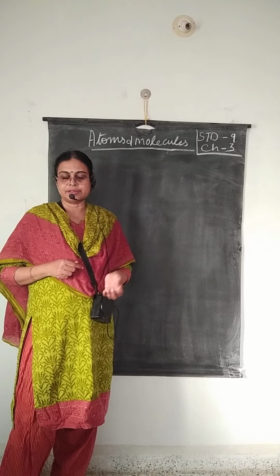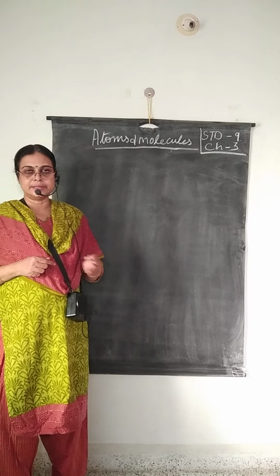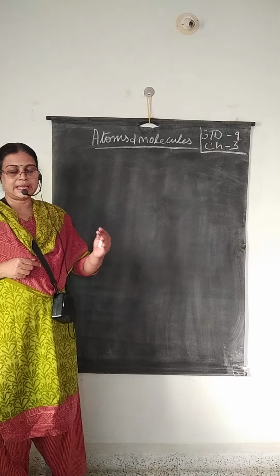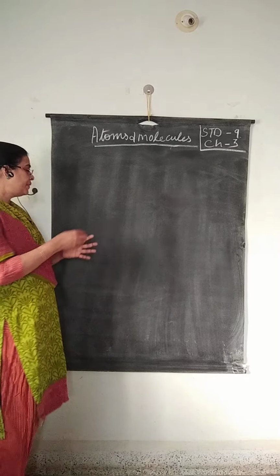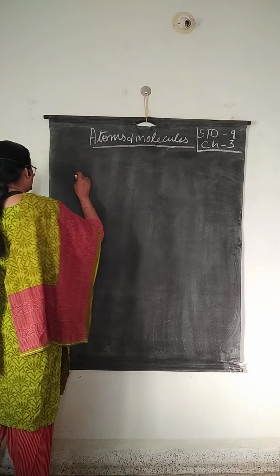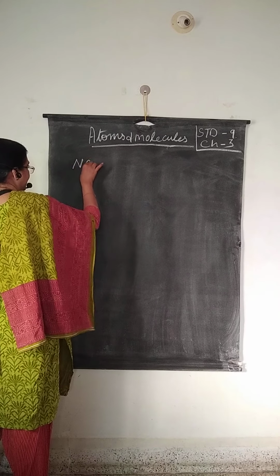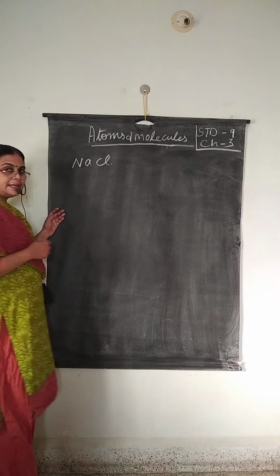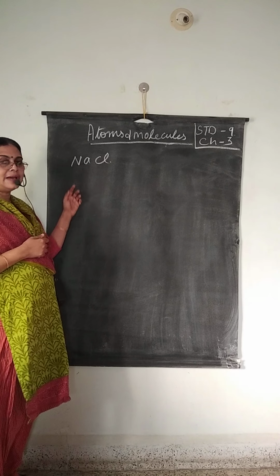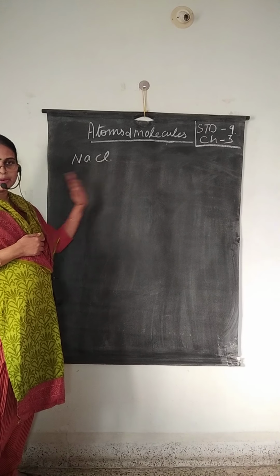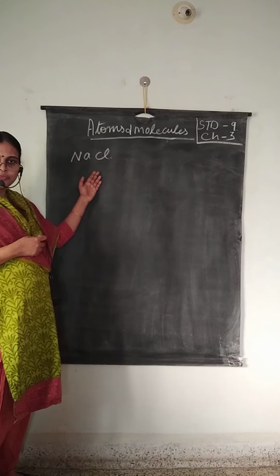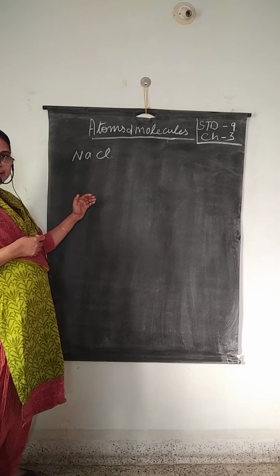Now sodium chloride. Everybody knows the formula is NaCl. Now let us see how this NaCl is formed. In sodium chloride, sodium is Na and chlorine is Cl. Here both have valency 1, so no need to write anything under them. So the formula of sodium chloride is NaCl.